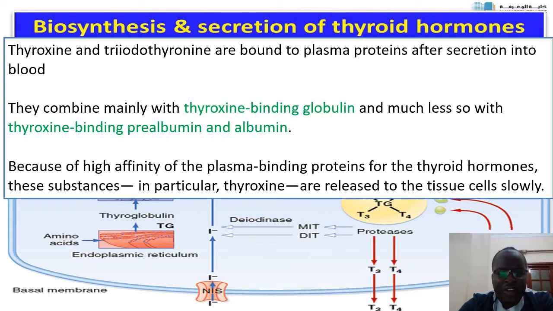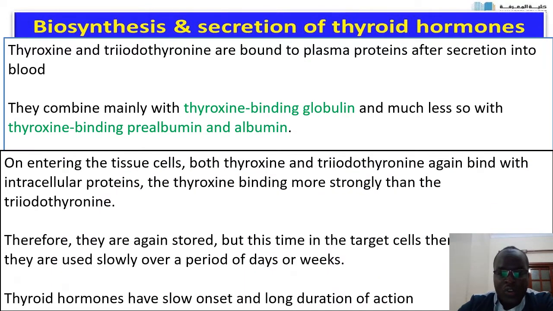Because of the high affinity of plasma binding proteins for thyroid hormones, these substances, in particular thyroxine, are released to the tissue cells slowly. That will improve the half-life or shelf life of these hormones. It is going to be increased because they are binding to plasma proteins, but they are slowly released to the tissues for their usage. So that is going to prolong the half-life or the lifespan of the thyroid hormones. They're going to be used by the tissues slowly because they are being released slowly to the tissues.